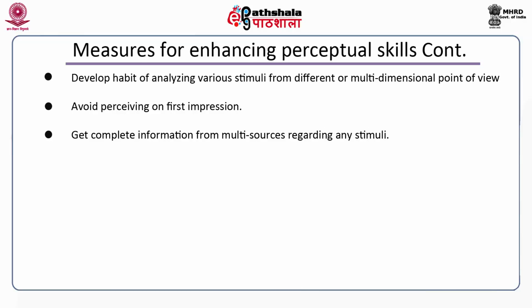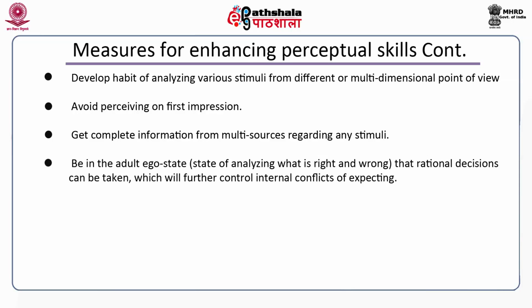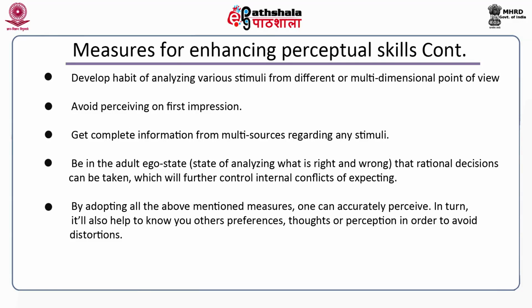And number 11, be in the adult ego state, that is, the state of analyzing what is right and what is wrong, so that rational decisions can be taken, which will further control internal conflicts of expectations. By adopting all the above-mentioned measures, one can perceive accurately. In turn, it will also help to know your own preferences, thoughts or perceptions in order to avoid distortions.